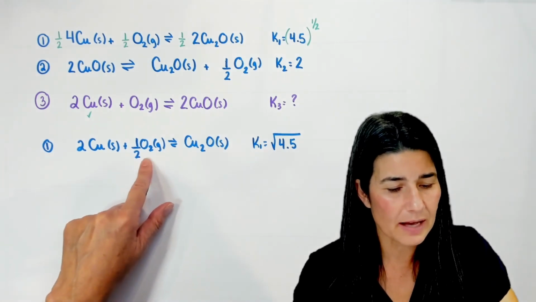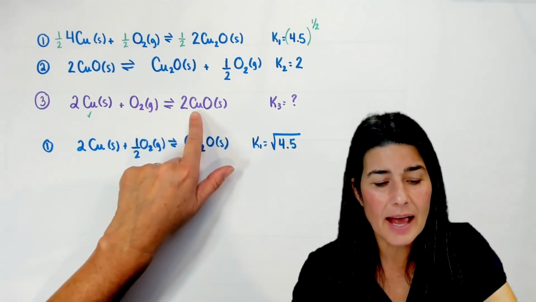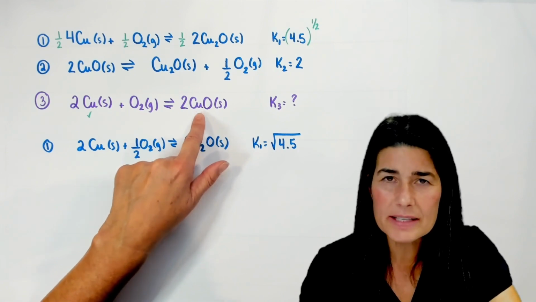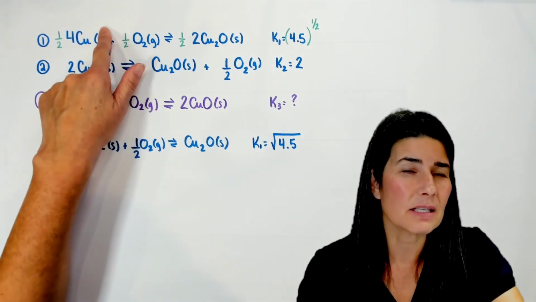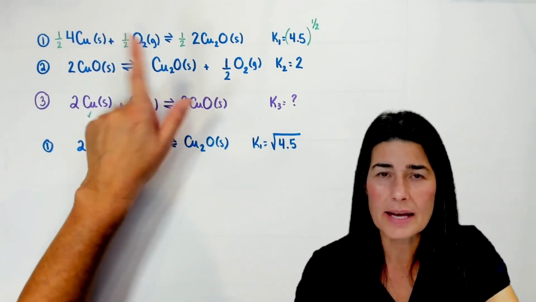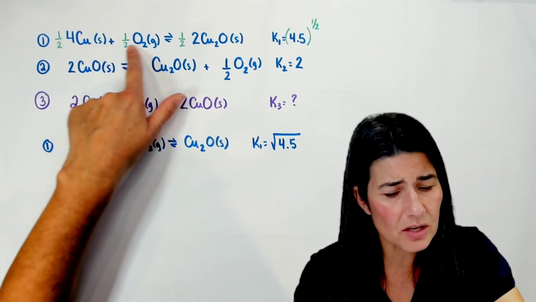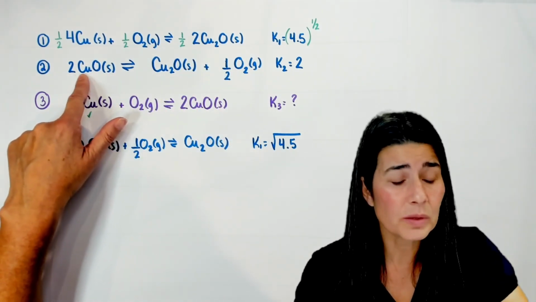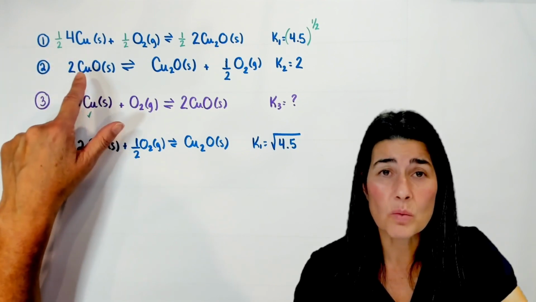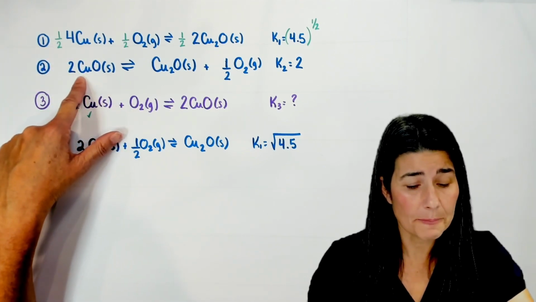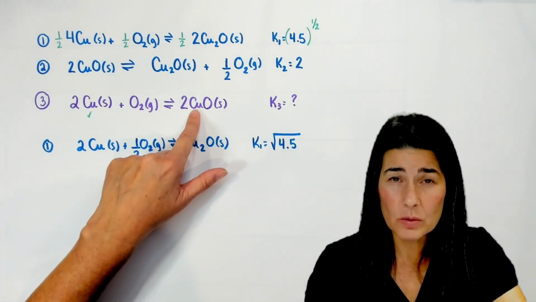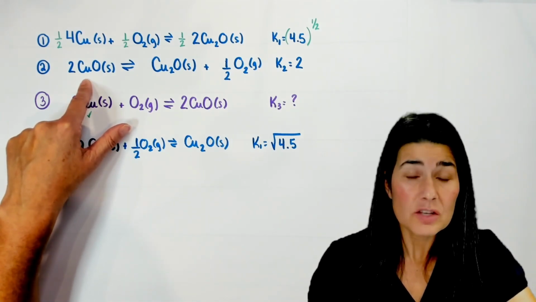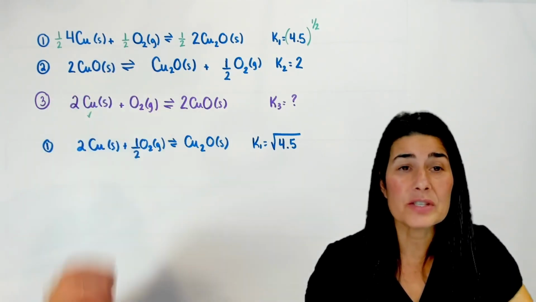So skipping this for now, let's take a look at the next goal. The next goal was 2 copper oxides. Well, where is this chemical, CuO? Is it in our first equation, second, or multiple? So I'm looking for CuO. Here it is. It's only in our second equation, so we will only manipulate the second equation. So I want CuO on the right. I have CuO on the left. So what I'm going to need to do is reverse this reaction.